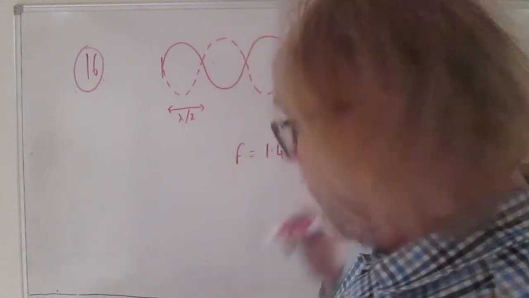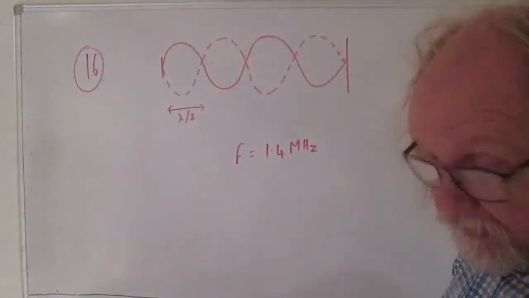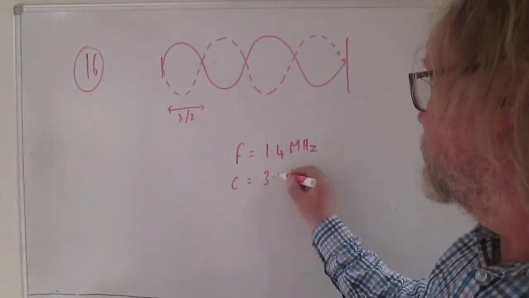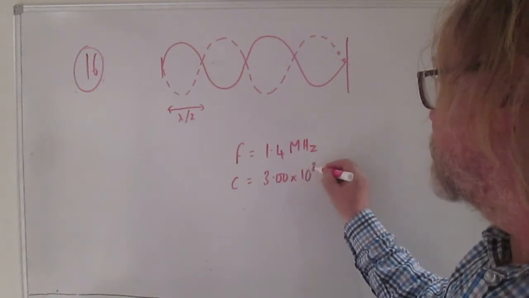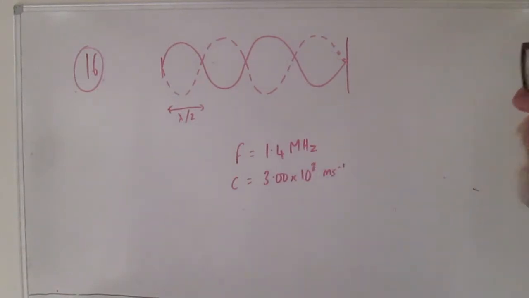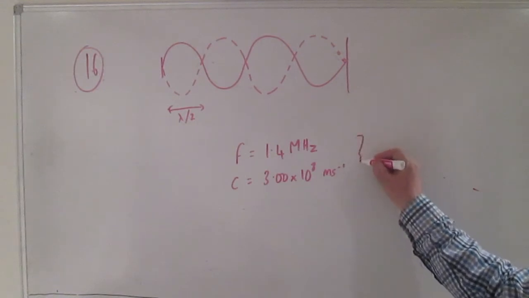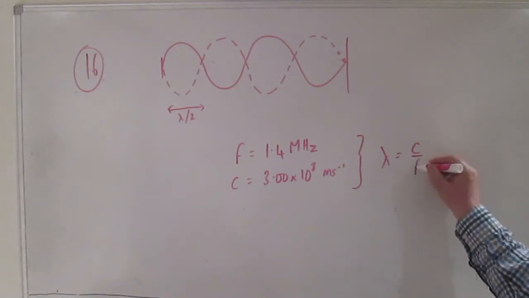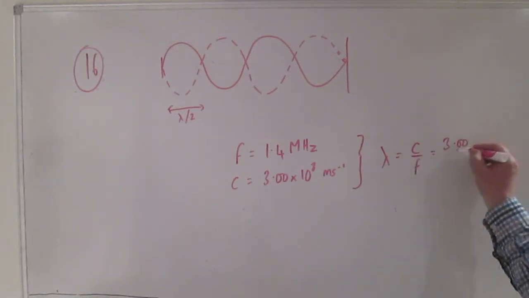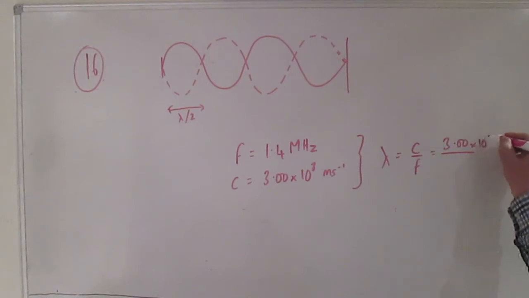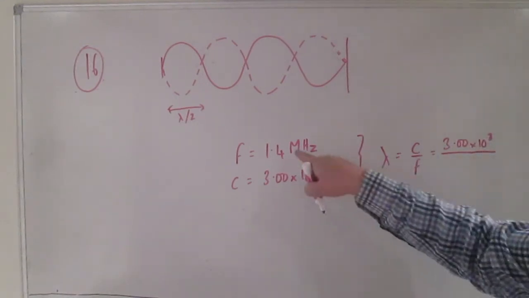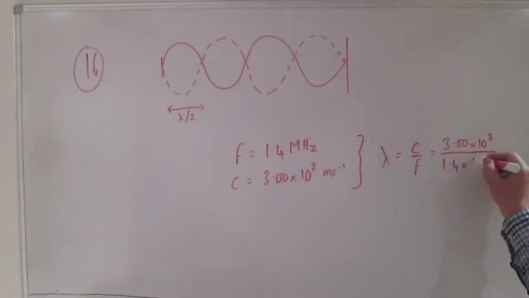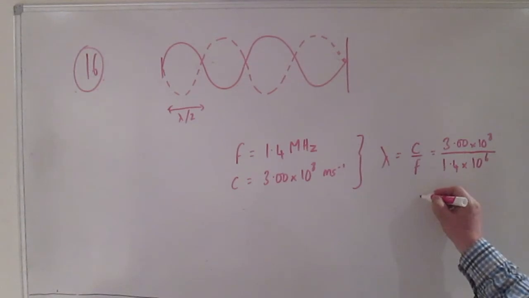megahertz, and we're talking about radio waves, so in other words electromagnetic waves, so the velocity is, as always, 3 times 10 to the 8 meters per second, as it is for all electromagnetic waves. So we can use those two numbers to find the wavelength. Lambda is equal to c over f, which is 3.00 times 10 to the 8 divided by megahertz, remember, is 10 to the 6, so 1.4 times 10 to the 6.